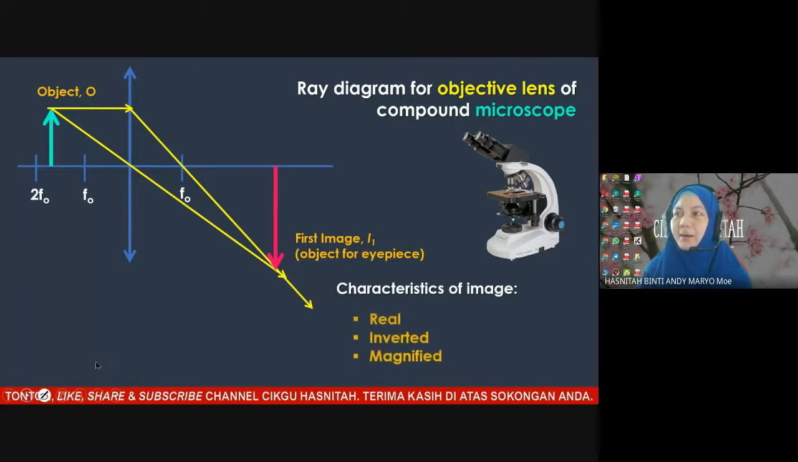So what are the characteristics of the image shown here? Real. Why real? Object on the left, image appears on the right, the opposite side. So real. Inverted: object is above, image is below. Magnified: you can compare the size. The image is bigger compared to the object.